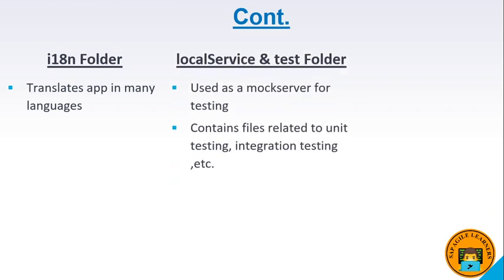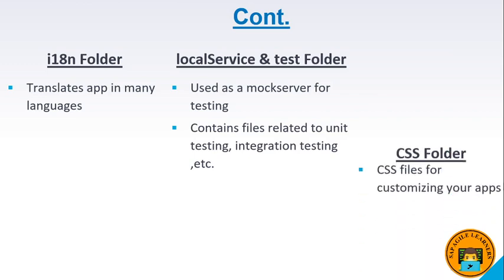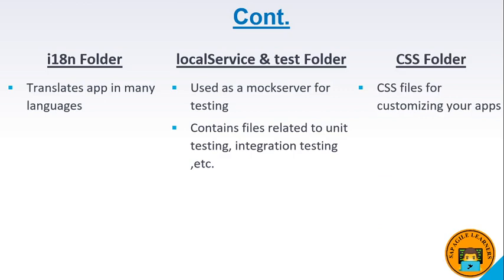Next, local service and test folder. Local service is used as a mock server for testing. The test folder contains the files related to unit testing, integration testing, and HTML files for testing the apps manually. Next is your CSS folder. This folder includes your style.css files for customizing your apps.